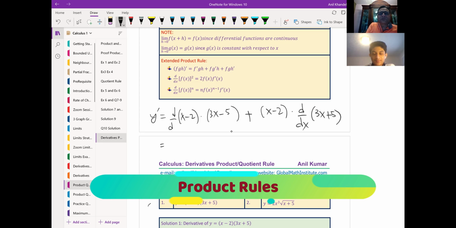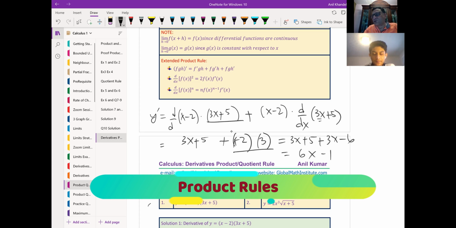So this is 1 times 3x plus 5, right? The question was plus 5. Yeah, plus 5. Correct. And then plus x minus 2 times the derivative of 3x plus 5, which is how much? 3. So now this is 3x plus 5 plus 3 times x minus 2. You can expand and simplify. You get the idea? 3x plus 5, and then you got 3 times x minus 2, which is 3x minus 6, and you can simplify. 6x minus 1 is your answer. Is that clear to you?